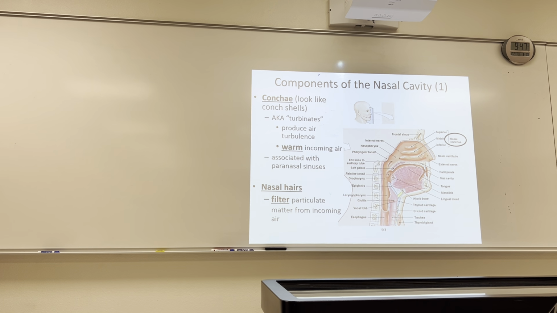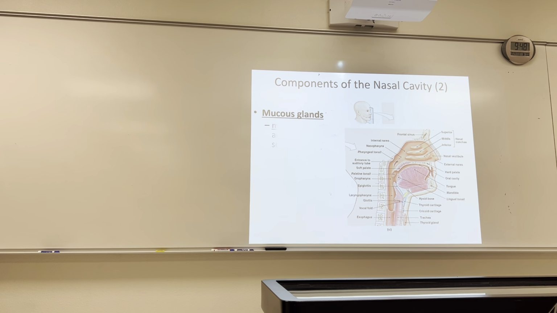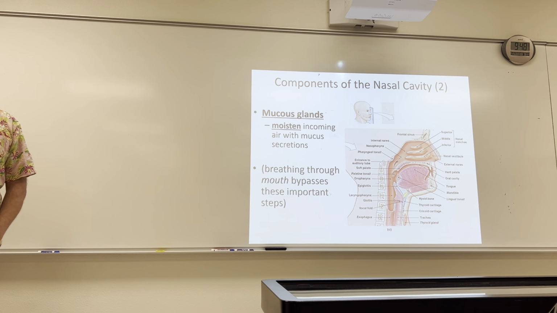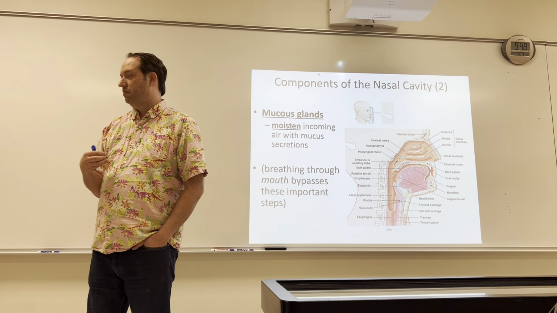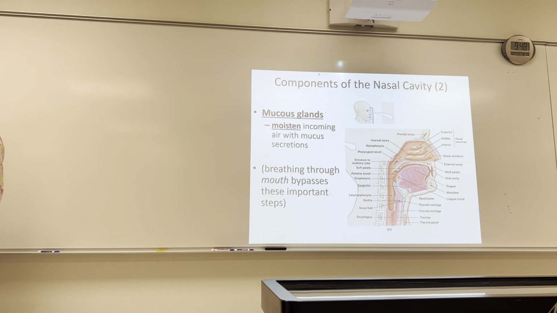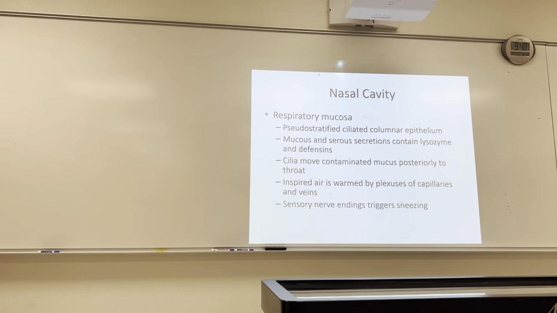Nasal hairs filter large particulate matter that would come in. Mucus glands, again, add that moisture to the air. Breathing through the mouth bypasses all of this. So air that comes through the mouth is not as filtered. It's more prone to carrying debris, and there's still a system to catch stuff; this is not the end of it. It just doesn't get all of those steps. The air is drier, it's cooler, and it's not as optimal as breathing through the nose.